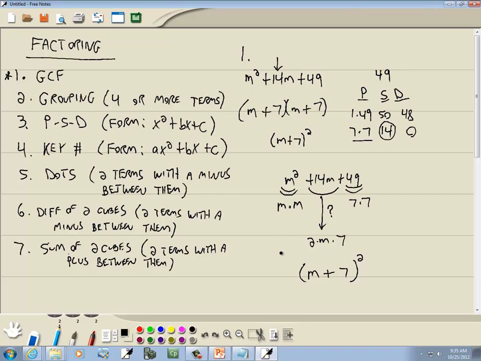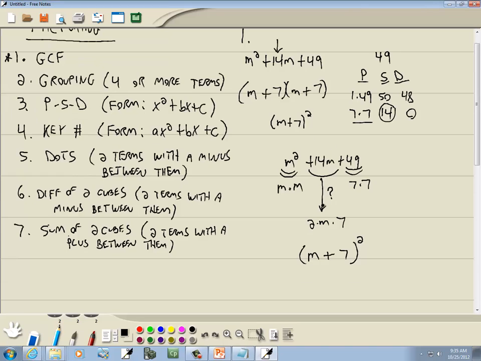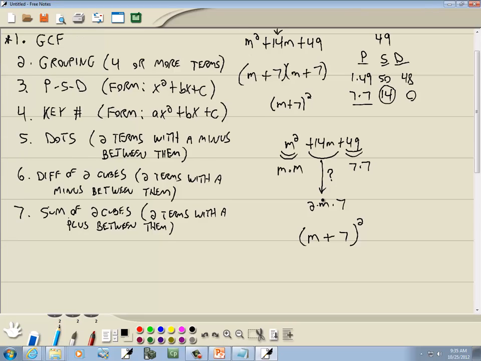I don't think it's any easier than the PSD method or key number, depending upon what it looks like. And sometimes you run across a real hideous one where it does save you a few steps. But considering there's probably only 1 or 2 in an entire college algebra book, there might be a few more in intermediate algebra.